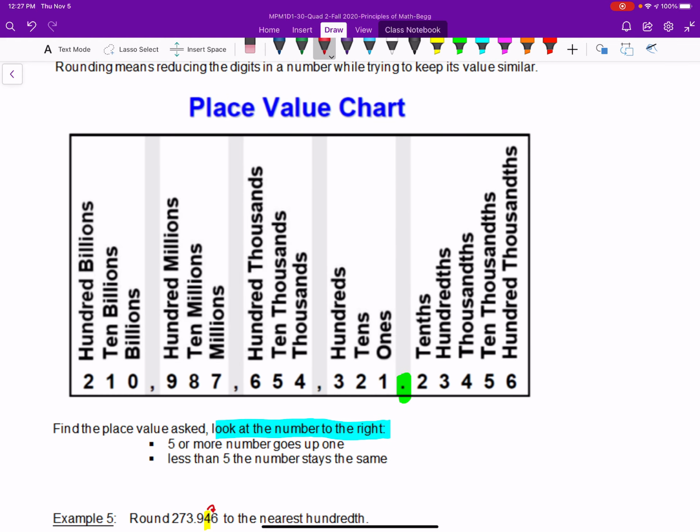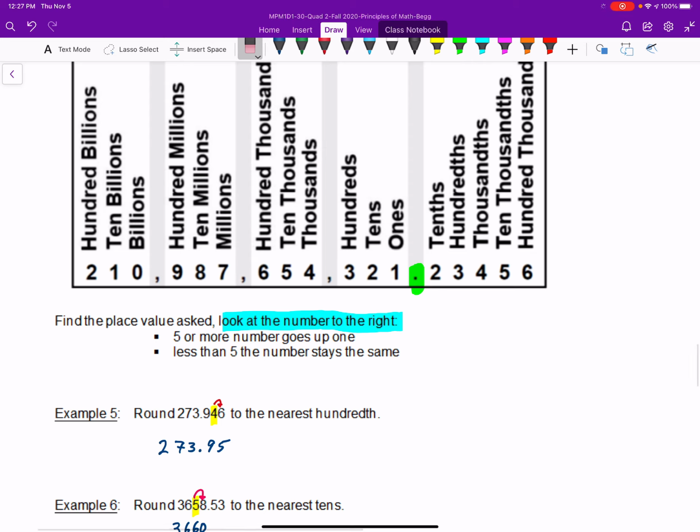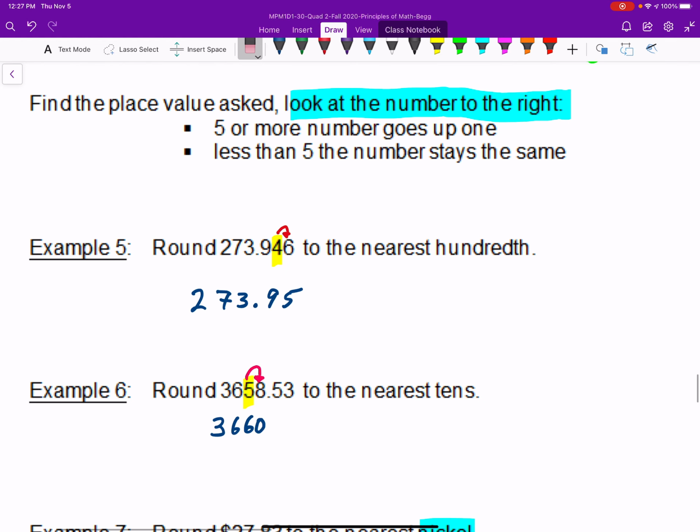So we got this place value chart. So I've highlighted the decimal in green, and again I've shown you the different things. To the left we've got the tenths, hundredths, thousandths, 10,000ths, and so on. To the right we've got ones, tens, hundreds, thousands, and so on. When we're rounding, find the place value asked, and then look at the number on the right. And if the number on the right is 5 or more, then we round what we're looking at up by 1. And if the number to the right is less than 5, then the number that we're looking at stays the same.